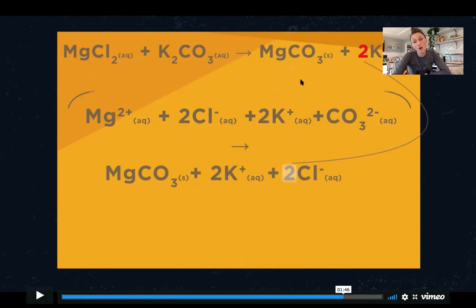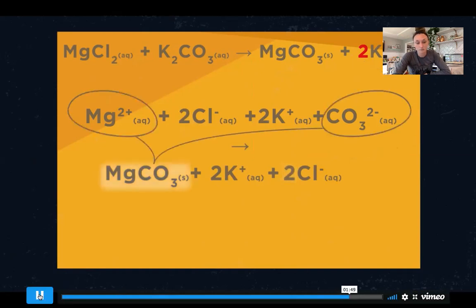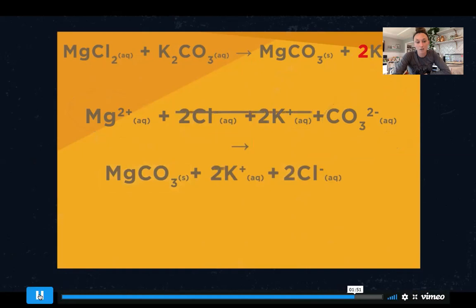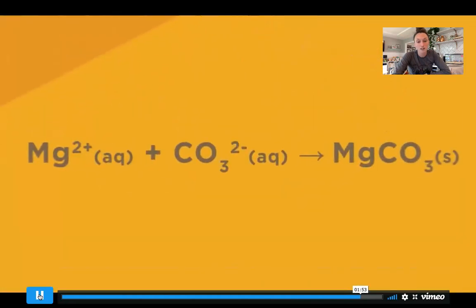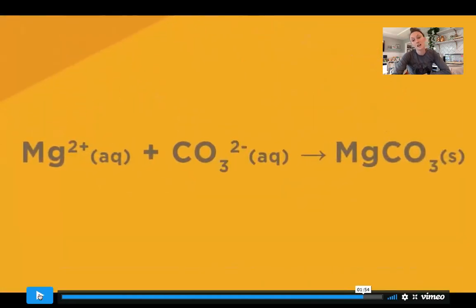So just like we wouldn't draw it separated out into ions, it also stays together in the ionic equation. It comes from that magnesium and that carbonate. Everything else is spectator ions. So this is a net ionic equation. This really helps you focus in on what is going on in the chemical reaction.